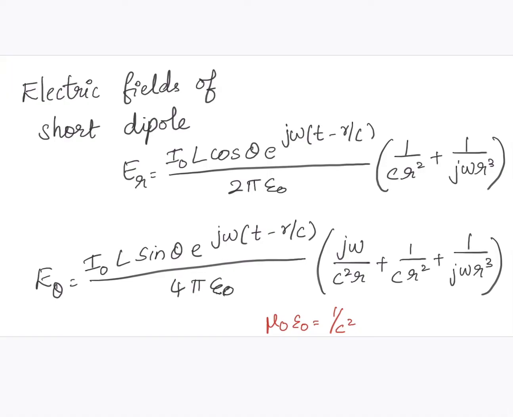The general equation for the short dipole electric field in the r direction is given as E_r = I_0 L cos theta e^(j omega (t minus r by c)) by 2 pi epsilon naught into (1 by c r square plus 1 by j omega r cube), and E_theta will be equal to I_0 L sin theta e^(j omega (t minus r by c)) by 4 pi epsilon naught into (j omega by c square r plus 1 by c r square plus 1 by j omega r cube). Here mu naught epsilon naught is equal to 1 by c square.